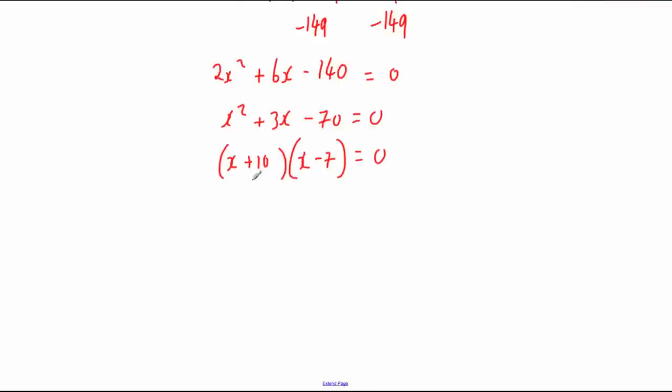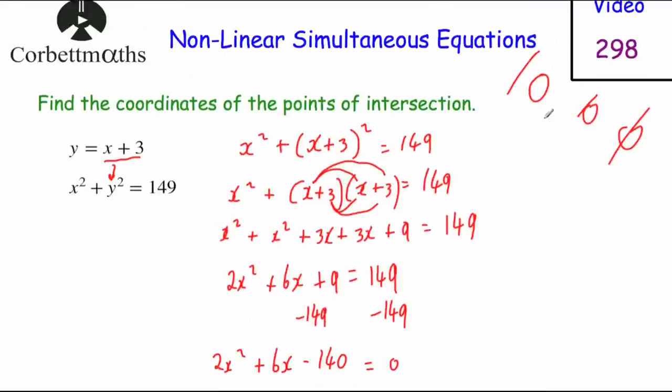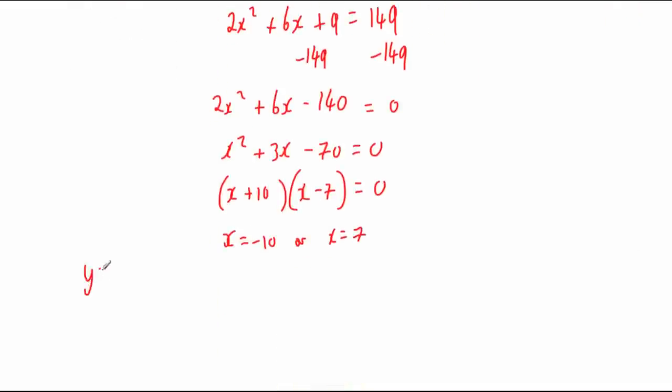Now let's solve this. Well, we're trying to find when these are equal to 0, so that's going to be x equals negative 10 or x equals 7. So we found our values for x. Now let's substitute those into the other equation to find our values for y. And the linear one's going to be the best one to choose here. We've got y equals x plus 3. So let's substitute those into y equals x plus 3, and let's get our values for y.